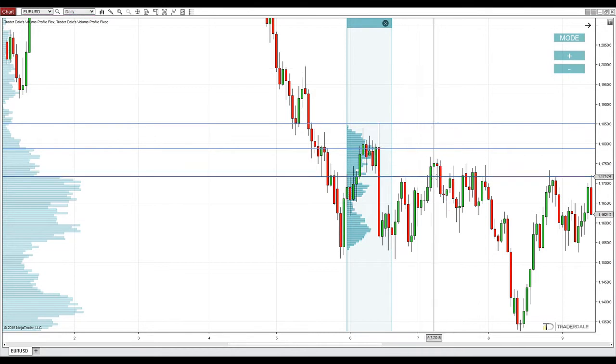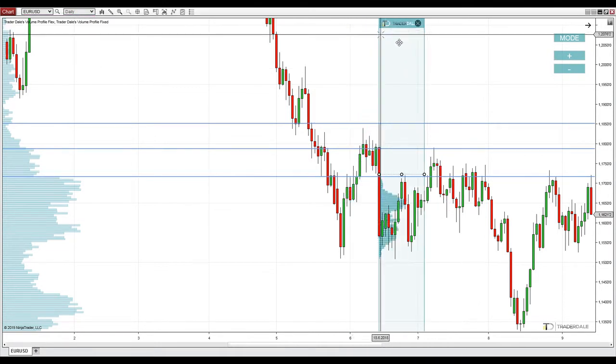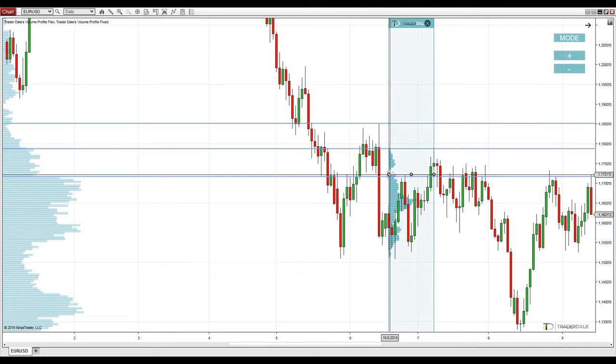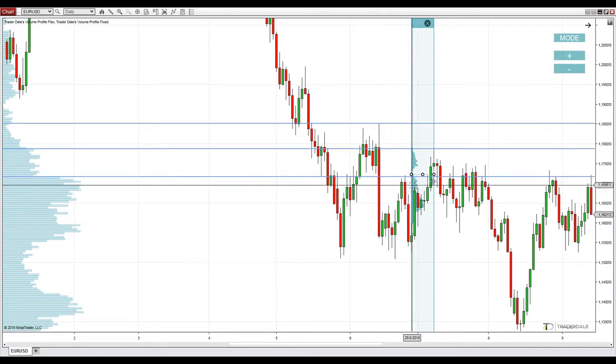Now if I were using the volume based take profit, I would have used the profile like this. And the take profit in this case would be right there. Alright, bigger than the first one.